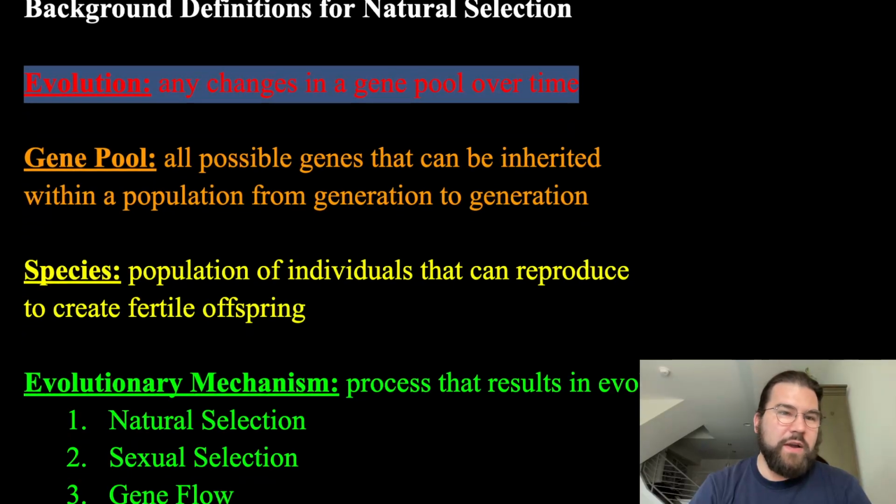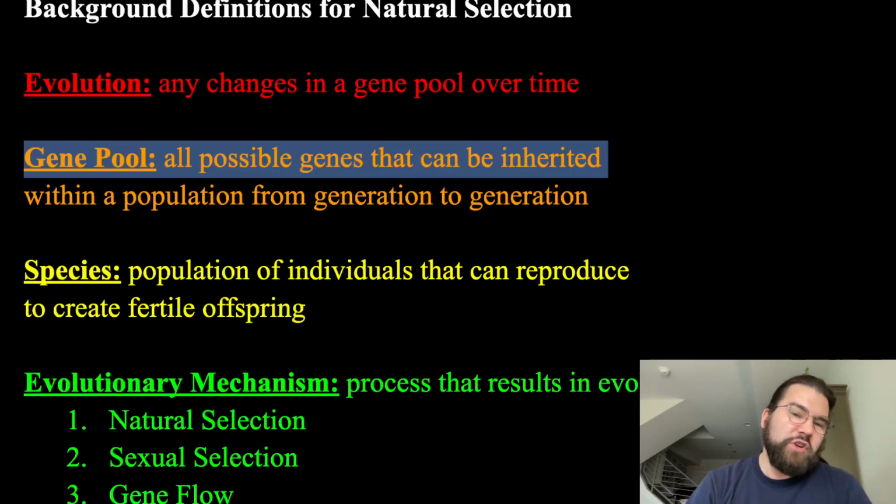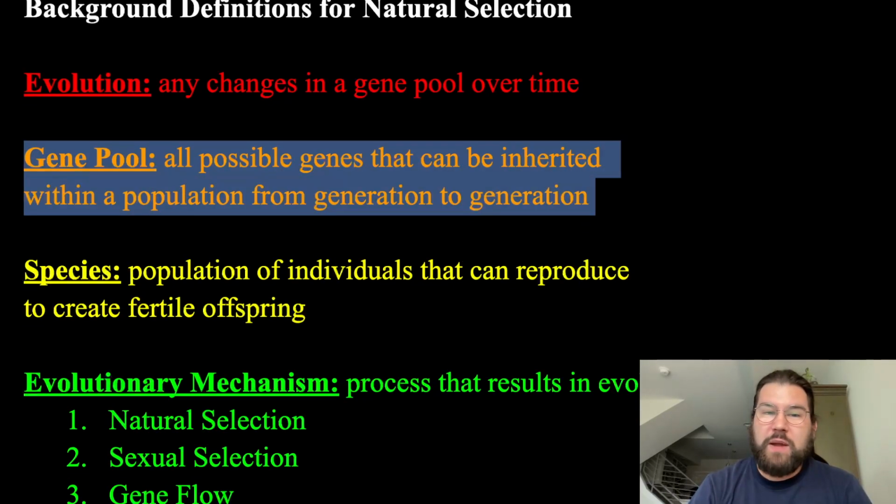And I realize here I'll have to define what a gene pool is. It's all possible genes that can be inherited within a population from generation to generation, right? Just any genes that can be passed around, shared, swapped, transmitted as you're reproducing, generation to generation within a population.